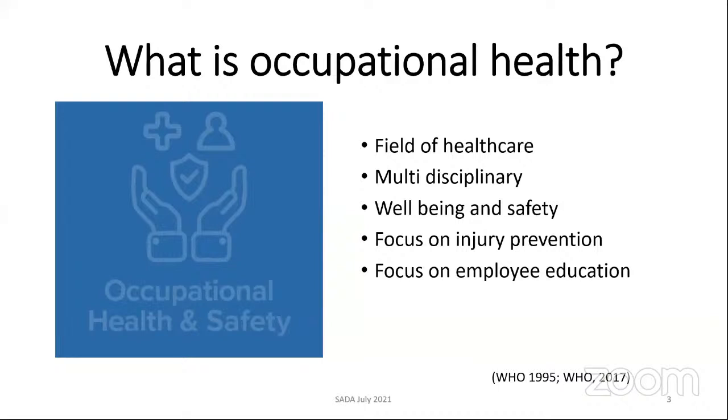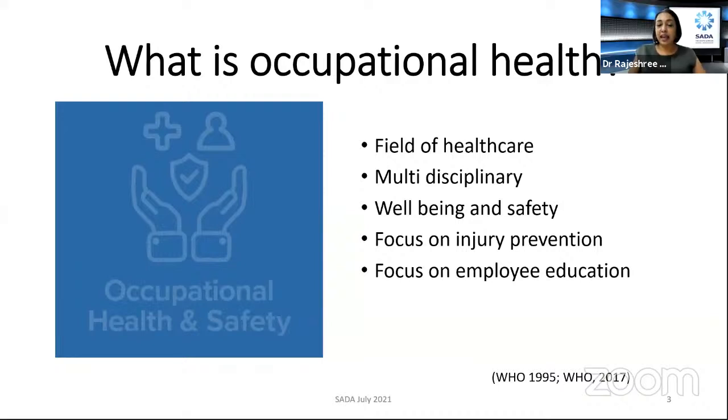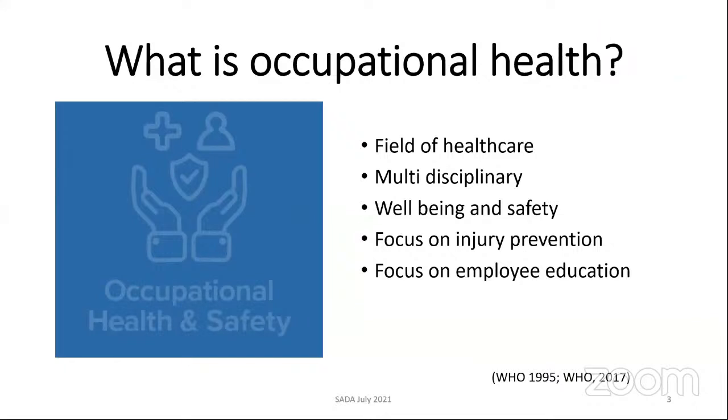According to the WHO, occupational health is a field of healthcare made up of multiple disciplines dedicated to the well-being and safety of employees in the workplace. It has a strong focus on the well-being and safety of employees in the workplace. It also has a strong focus on injury prevention and employee education. It is the practice of identifying risks in the workplace and the prevention of injury and disease. It requires a holistic and comprehensive approach. A healthy workplace is one where workers and management jointly promote the health, safety, and well-being of all workers.